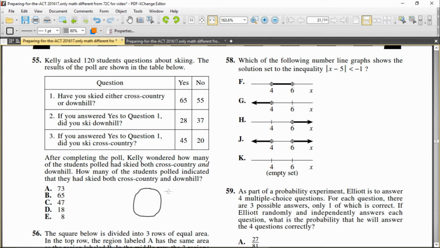Let's draw a Venn diagram. It's always good for these kinds of questions. D is the ones who skied downhill, C cross country. In the middle is the ones who skied both. This one says 37 of the 65 said they didn't ski downhill. They only skied cross country. 20 of the 65 said they didn't ski cross country. They only skied downhill. 20 plus 37, 57. That leaves 8 who did both. Answer E, 8.